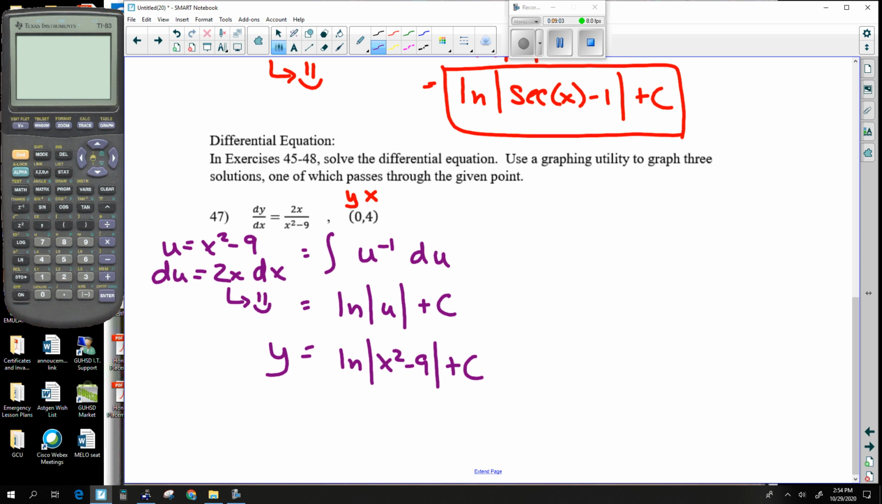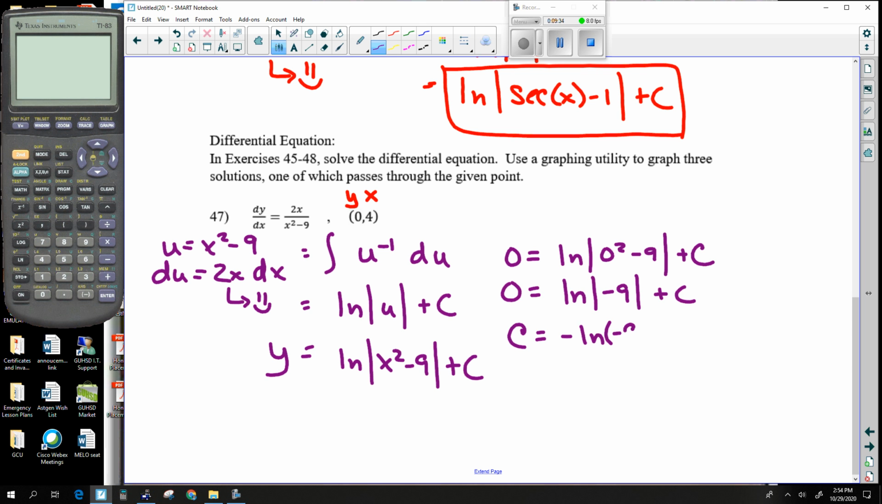So in essence, they're saying y is equal to ln of 0 squared minus 9 plus c. Okay, so this is the ln of negative 9, which is going to be positive 9 plus c. So c is going to be equal to negative ln of negative 9.